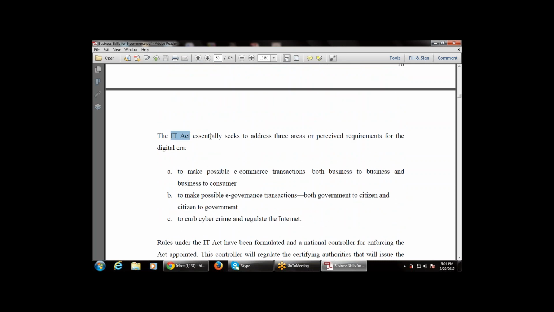The IT Act essentially seeks to address three areas or perceived requirements for the digital era. So whenever we use digital transactions, whenever we make digital payments over the internet, these are the three areas which perceive the requirement of the digital era, which requires a digital method for doing transactions.